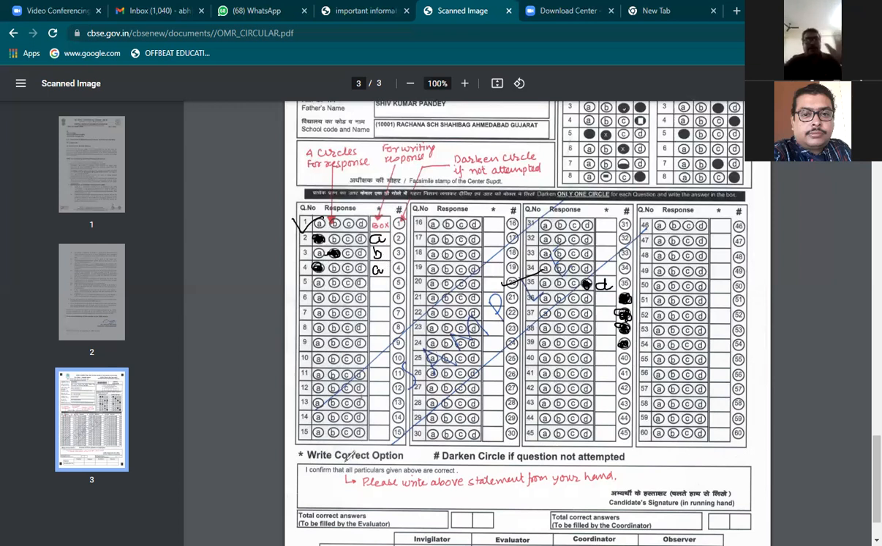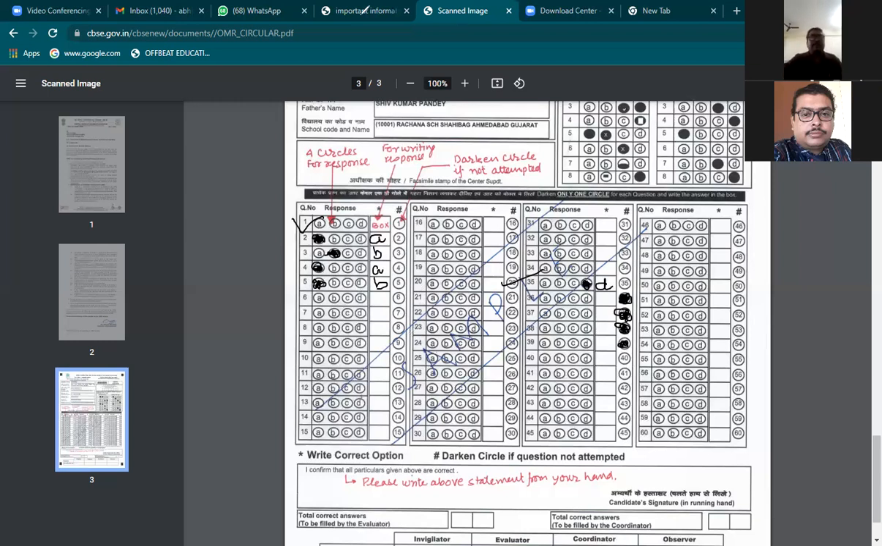As a student, you could make some mistakes. Suppose in question number 5, B is the correct option, but instead of B you have darkened A. Then B will be written in the specified box. Whatever is written in the specified box will be the final answer. If A is written, option A will be the final answer.